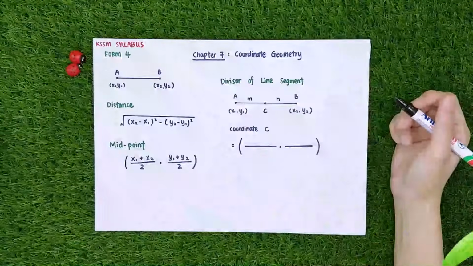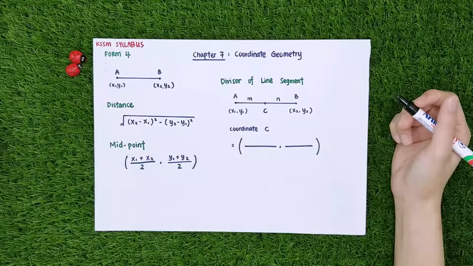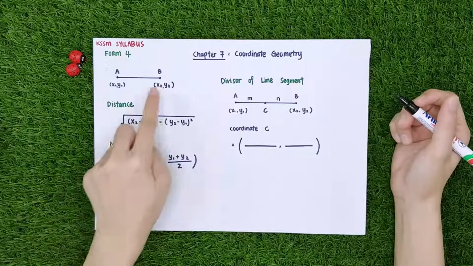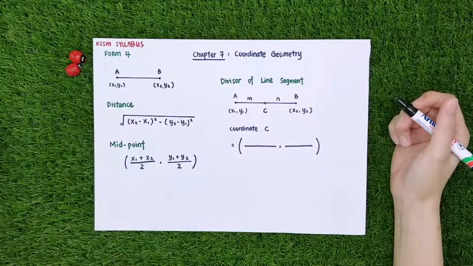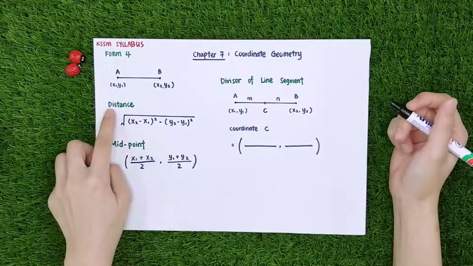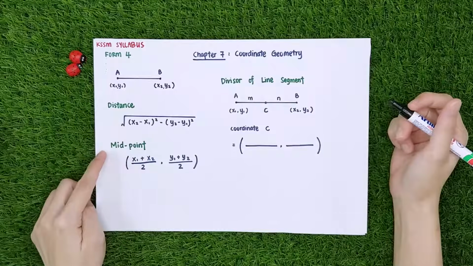KSSM Syllabus Form 4 Chapter 7 Coordinate Geometry. This chapter is actually all about 2 points. What information can you get from these 2 points? The first thing is distance. The second thing is midpoint.